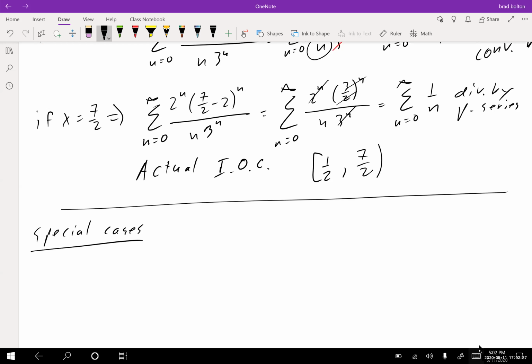Okay, so what if we have... it's not just saying that this is the only special case, but I just want to show you an example. So an example of a special case. Suppose we have this series. I want to show you something that happens with this: the sum from n equals 0 to infinity of x to the n over n factorial.